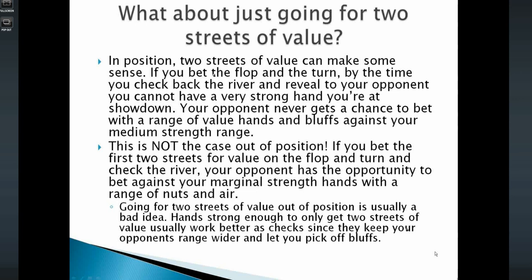You can occasionally mix in a check call or a check raise on the river with a very strong hand, but even in theory, even if you are mixing in check calls and check raises, the majority of your range that makes sense to check the river is marginal strength hands. That causes a lot of problems, and it makes for a lot of tough river spots when you're just auto continuation betting with marginal strength hands on the flop and turn, because you think, hey, well, at least when he calls the flop, I'm getting some value.